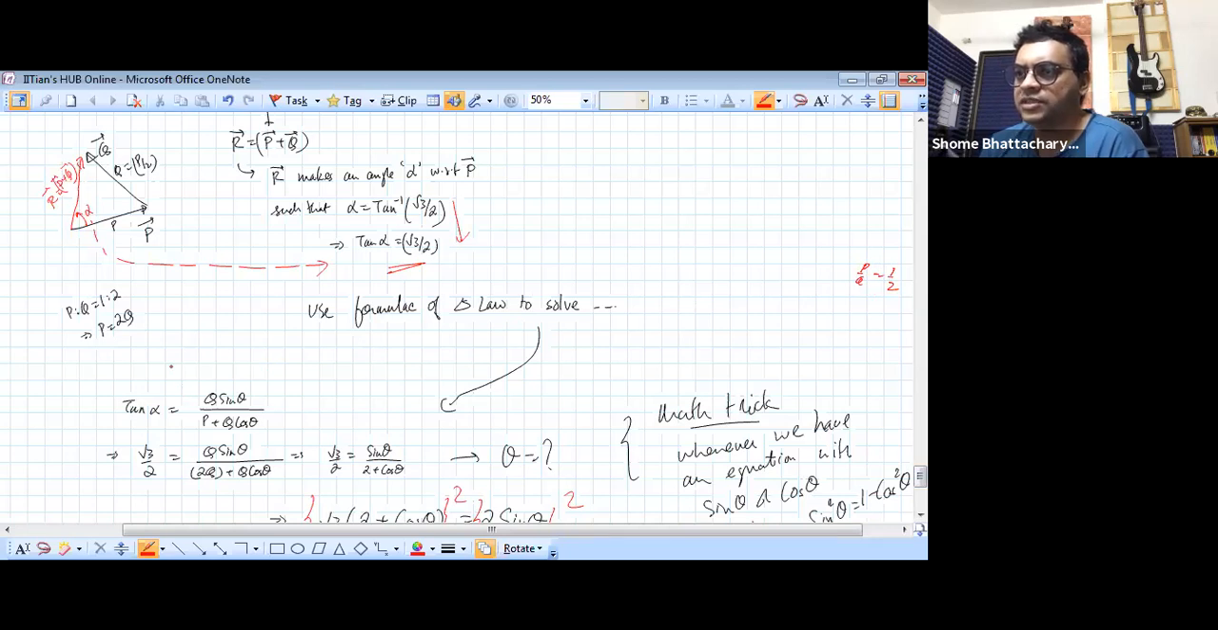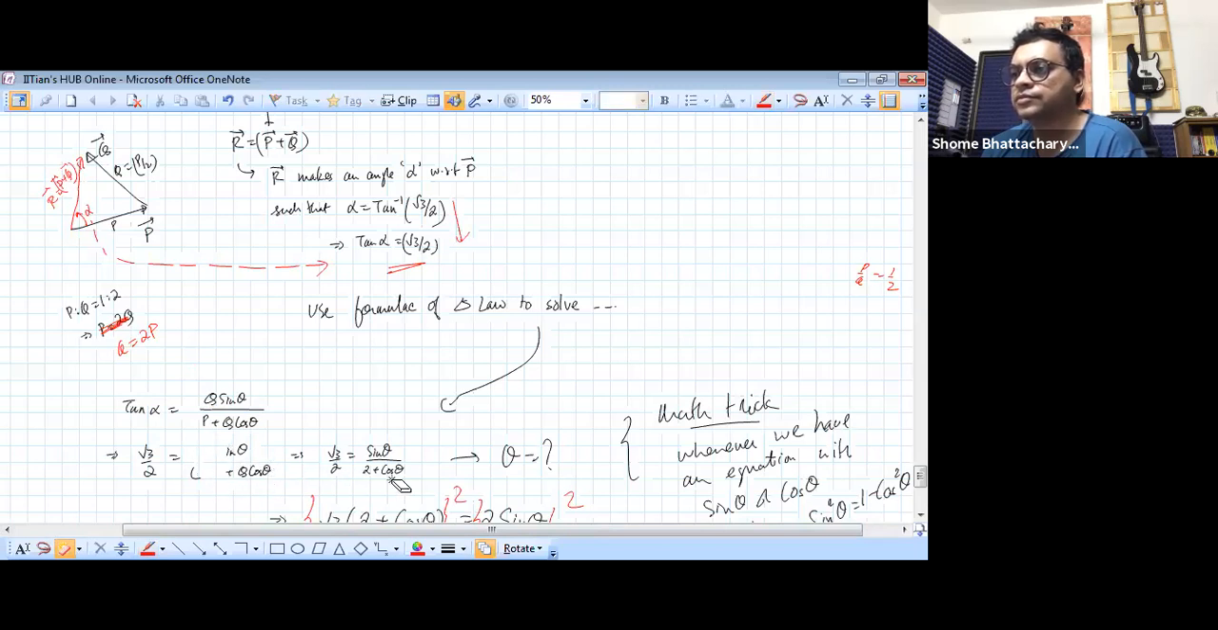Oh, sorry, wait. I made a mistake here. P is not 2Q. This has to be corrected, people. Okay, P is to 2Q is 1 is to 2. No? So Q is the one which is 2P. So just make a correction here. This will not be this. Okay, all right. So we'll just redo this from here.